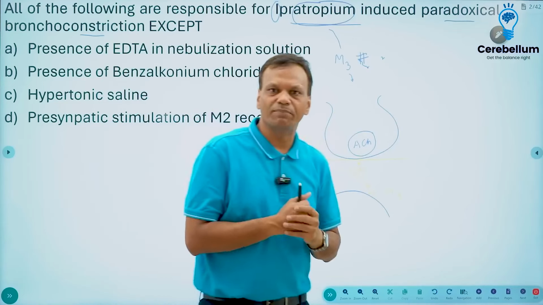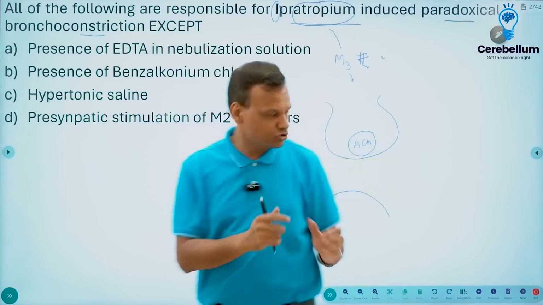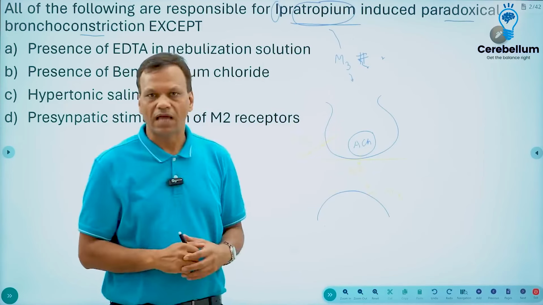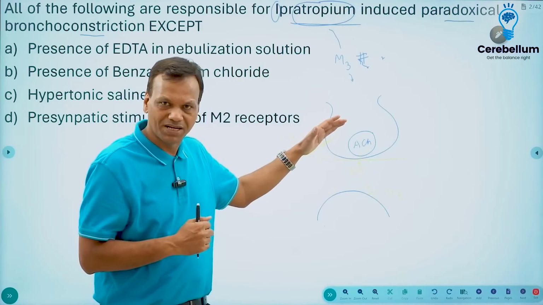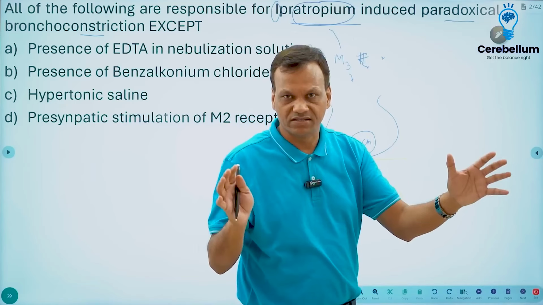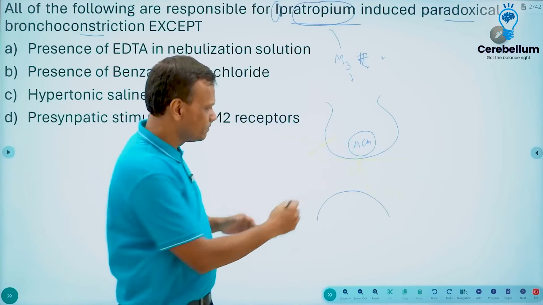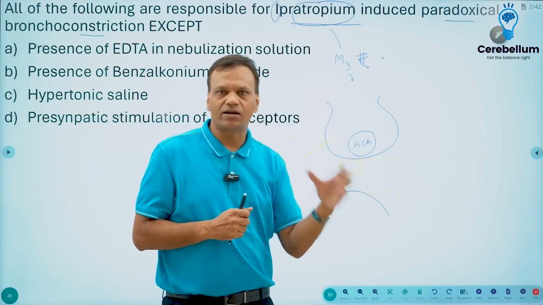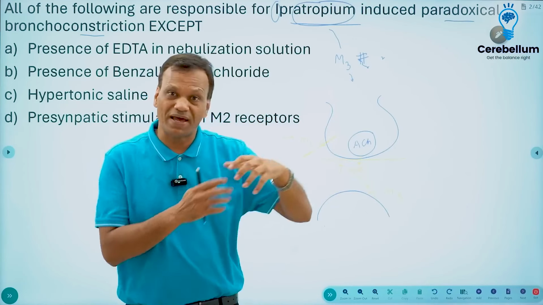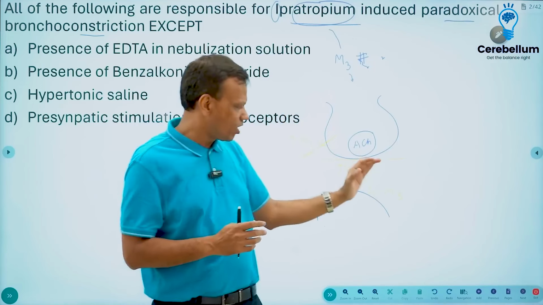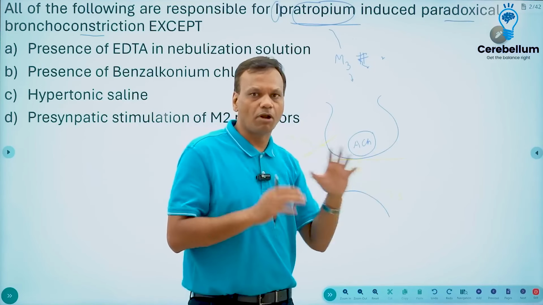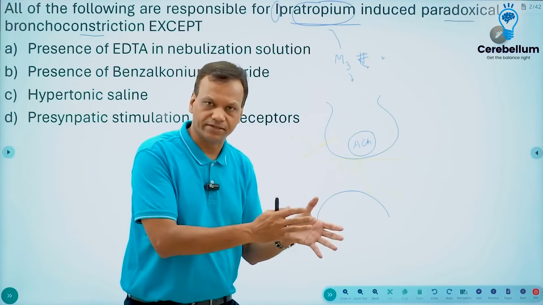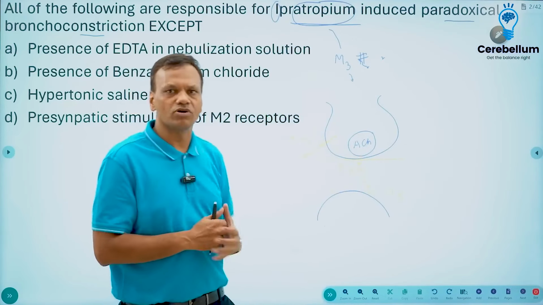So what happens when we give ipratropium? It not only blocks the postsynaptic muscarinic receptor, but it also blocks presynaptic M2 receptors. By blocking the presynaptic receptor, it causes failure of brakes. When the brakes fail, more acetylcholine is released. When more acetylcholine is released, it stimulates M3 and that causes bronchoconstriction. Clear? So this is paradoxical. But after some time, it will block postsynaptic M3 also, and then there is bronchodilation. So this bronchoconstriction is transient, earlier.